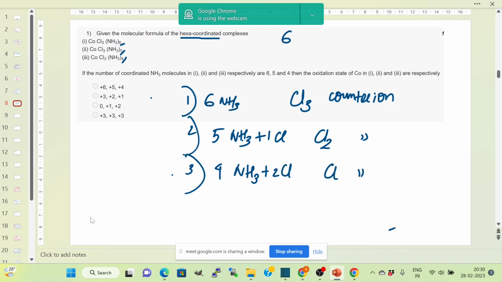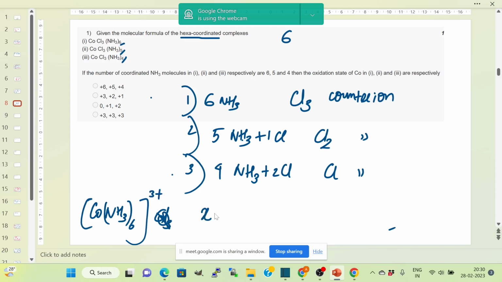So for the first one, Co(NH3)6 Cl3. This Cl3 is counter ion. So if we remove Cl3, what will be the charge on the complex? 3 plus. So cobalt is also in 3 plus state, right? x plus 0 is equal to 3 plus and x is equal to 3. So cobalt is in 3 plus state.